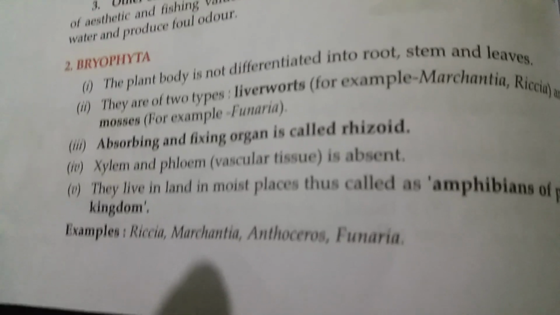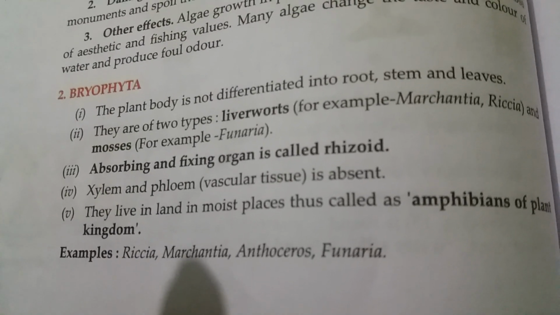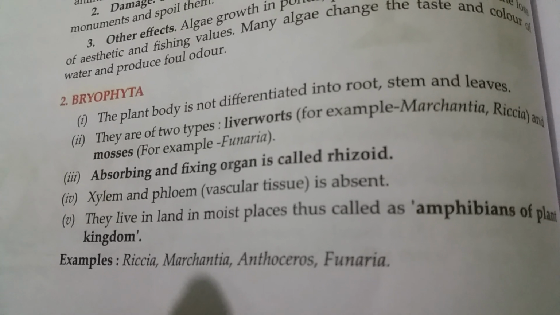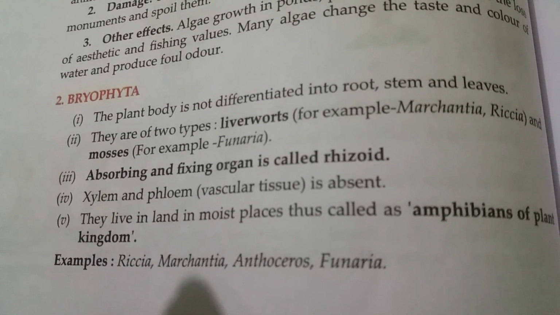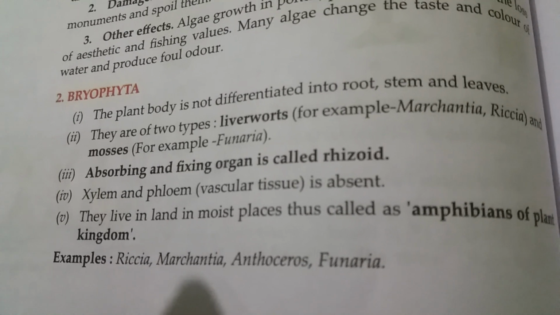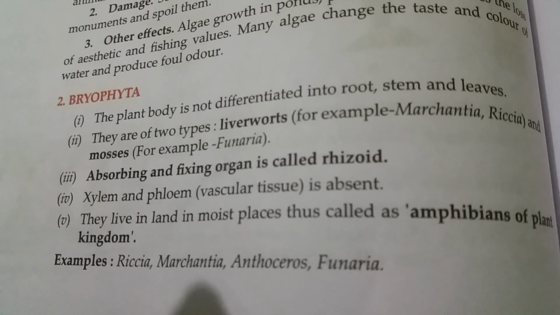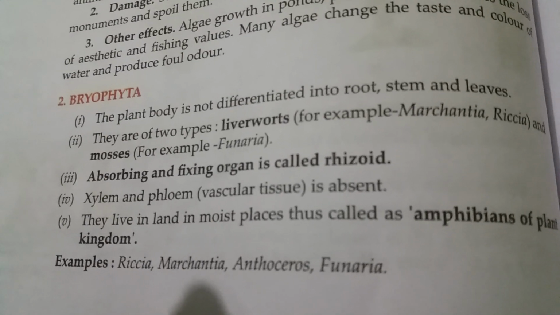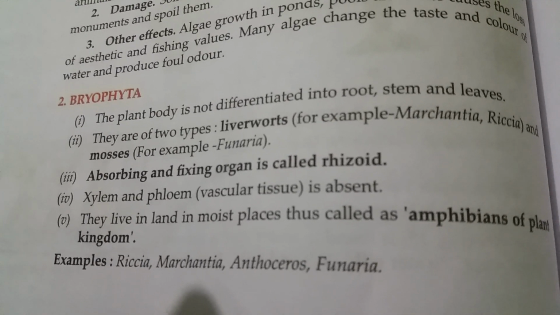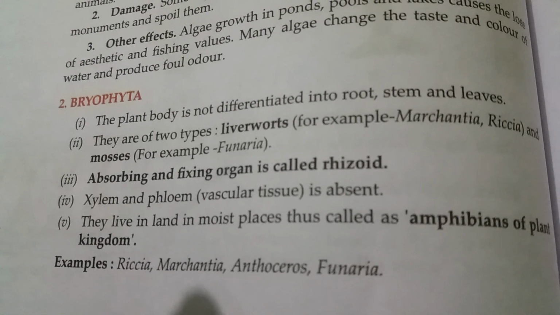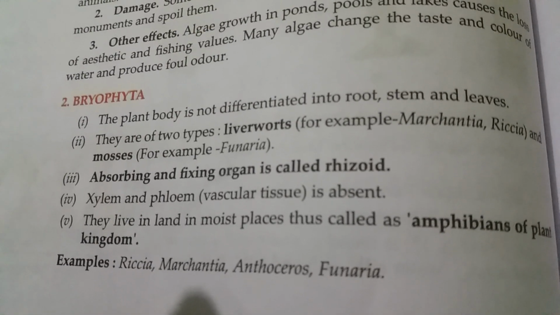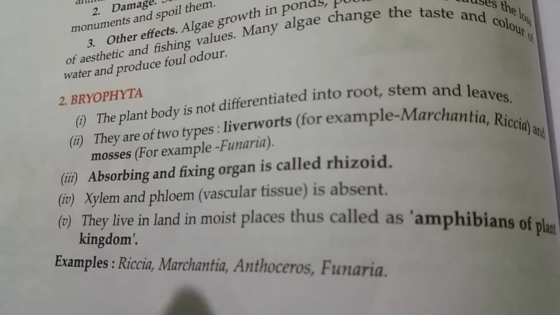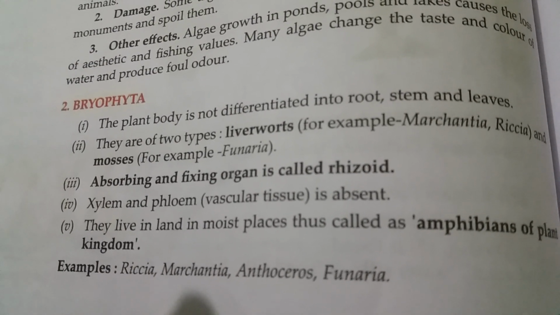Now the second one is Bryophyta. In Bryophyta, the plant body is also not differentiated properly into root, stem and leaves. They are of two types, liverworts and mosses. In liverworts, Marchantia, Riccia, and in mosses, Funaria. Later on, I will tell you about the diagrams of Marchantia and Funaria.